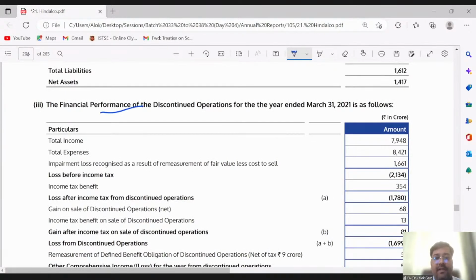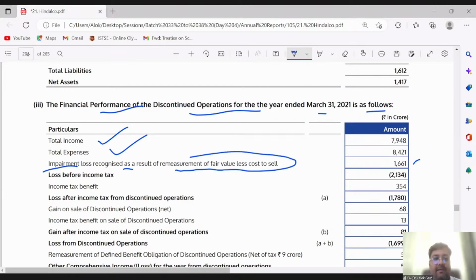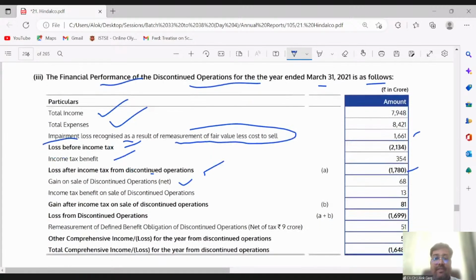Financial performance of the discontinued operation for the year ended is as follows. Total income, expenses, impairment loss recognized as a result of remeasurement of fair value less cost to sale as a separate line item. Loss before income tax benefit, loss after income tax from discontinued operation, gain on sale of discontinued operation net, the actual gain on sale, income tax benefit, gain after income tax on sale of discontinued operation, total loss from discontinued operation 1699.